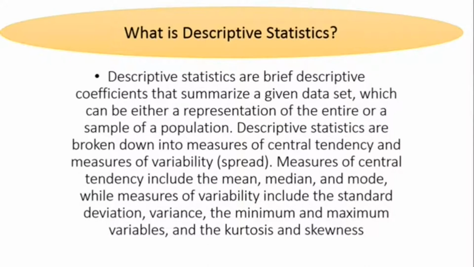The answer I can give you is simple: descriptive statistics are brief descriptive coefficients that summarize a given data set, which can be either a representation of an entire population or a sample of it. It can be broken down into measures of central tendency and measures of volatility, which relate to the spread of a sample. Measures of central tendency include mean, median, and mode, while measures of volatility include the standard deviation, variance, the minimum and maximum variables, and the kurtosis and skewness of the sample.